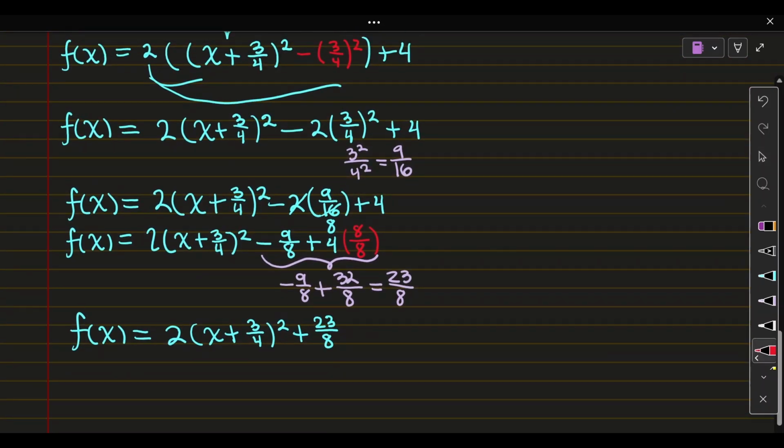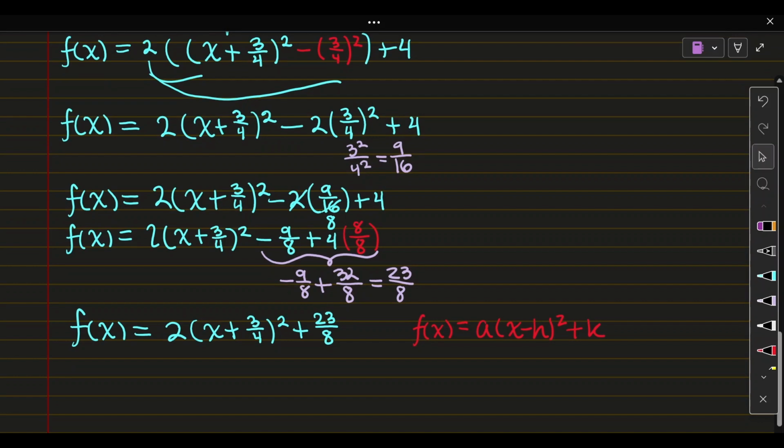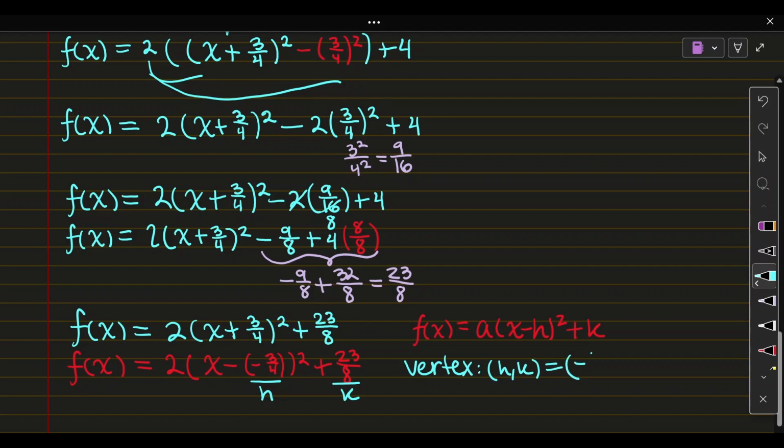And that mirrors that form that we wanted. Our vertex form is f of x equals a times x minus h squared plus k. Now you might be saying, well, what about that negative h? Well, that's just a convention that we use. So I can rewrite this if I want this to be in terms of x minus h. Maybe we'll call this my final form: f of x is equal to 2 times x minus negative 3/4 squared plus 23 over 8. And it should be clear now how this is minus h. So now I can identify that this is h and this is k. So my vertex, remember, is (h, k), which in this case is negative 3 over 4 and 23 over 8.